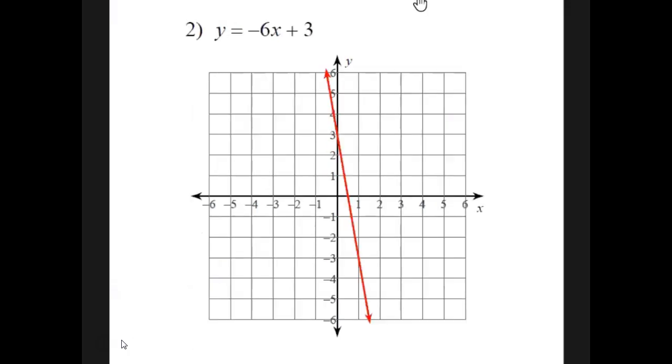All right, number 2, you have y equals -6x plus 3. So once again, you start with your y-intercept that is at 0, 3. Your slope is down 6 and over 1. So you plot your point, connect, and draw your arrows on your lines.